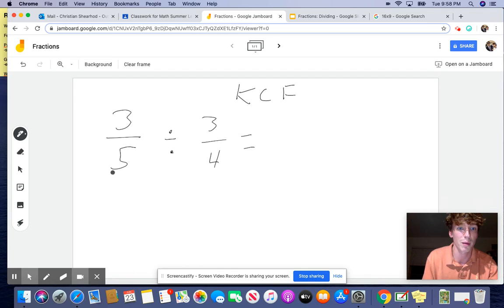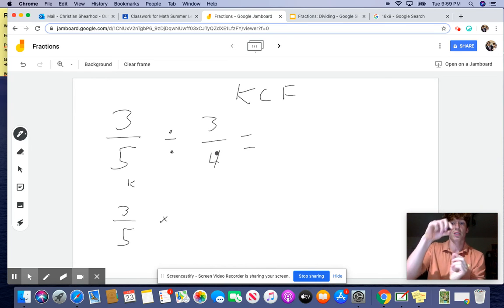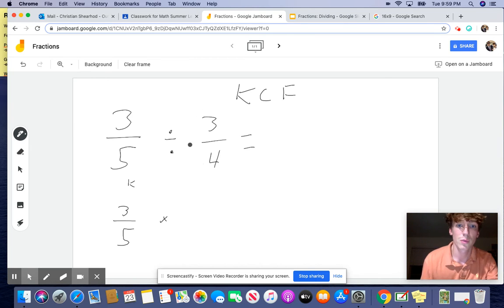So the first part of the problem, we keep. So let's write a little K right there. So we're not going to change it. We're just going to bring it down exactly the way it is. Change would be to change this division into multiplication. Boom. And then flip would be to turn this on its head. So we switch the numerator and the denominator, and we have 4/3. Okay, we just flip this over. This is a problem we can work with.